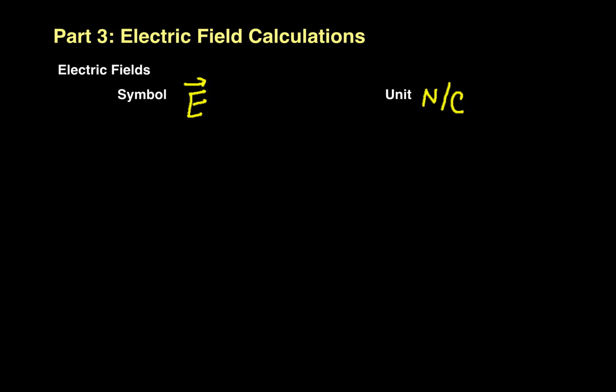And one more reminder: you should always remember that electric fields point towards negative and away from positive. This will allow you to find the direction of an electric field. There are two formulas we can use for doing electric field calculations.